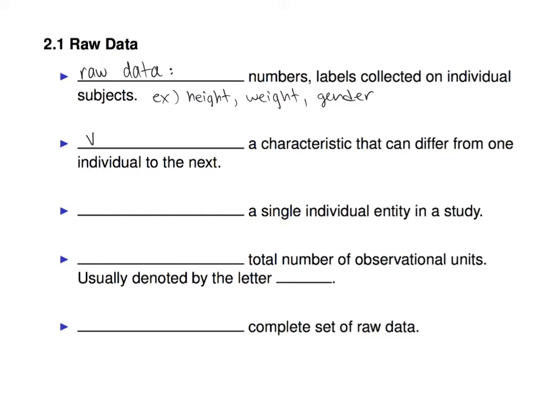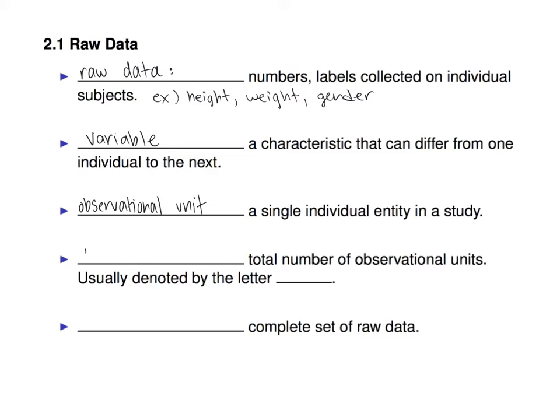A variable is a characteristic that can differ from one individual to the next. Now, a single individual entity in your study, that is called an observational unit. Those may be people or animals, but they could also be things like states or schools or lots of different entities.